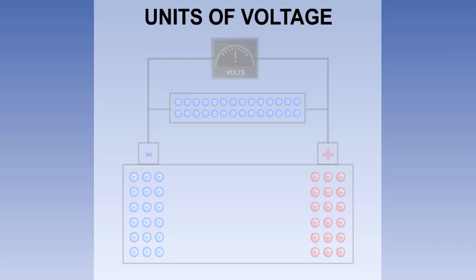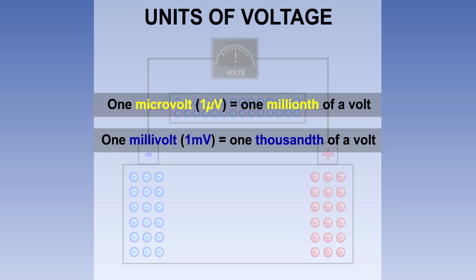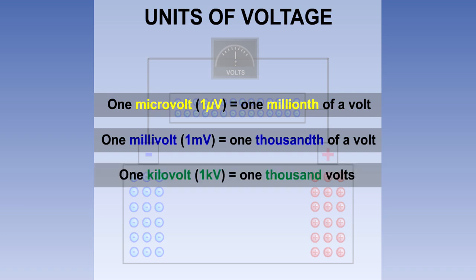Electrical circuits can have very high or very low values of voltage in them. 1 microvolt is 1/1,000,000th of a volt. 1 millivolt is 1/1,000th of a volt. And 1 kilovolt is 1,000 volts. The prefixes used for these values are displayed on the screen.